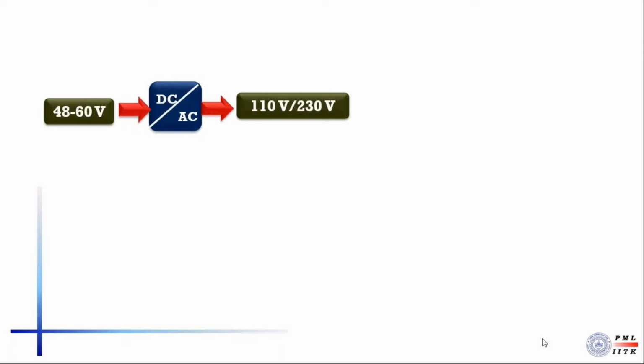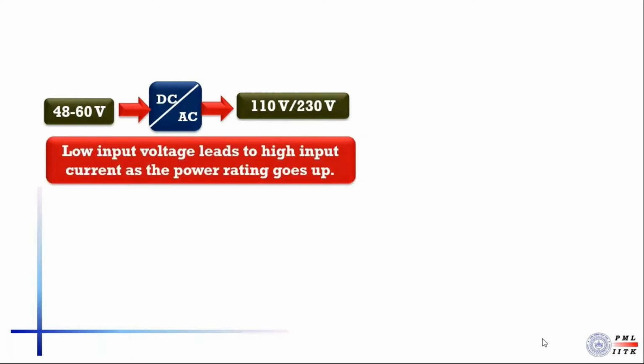So we saw that these microinverters have low input voltage, whereas they have to supply the loads which operate at higher AC voltages, that is 110 volt AC or 230 volt AC. As the power rating of the microinverter goes up, this low input voltage leads to high input current. So at higher power rating, due to this high input current, the efficiency of microinverters becomes very poor.